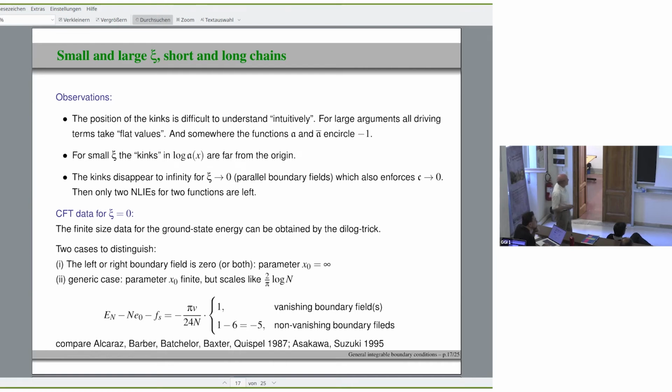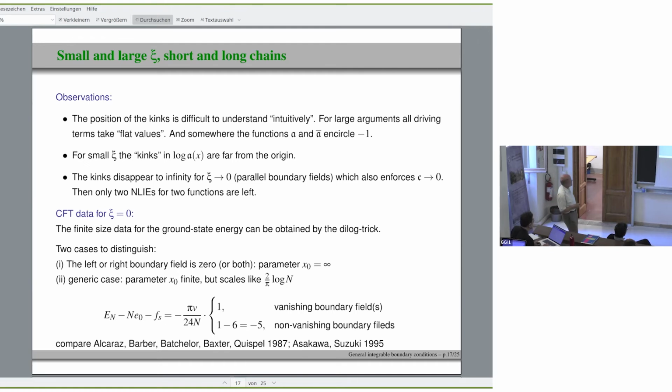In particular, as the driving terms take flat values, the driving terms go to 0, but still then somewhere, so to say, out of the blue, comes this winding. So difficult to understand. For small psi, that's good. The kinks are far away from the origin. And actually, they go to infinity when you send psi to 0. That's the parallel boundary field case.